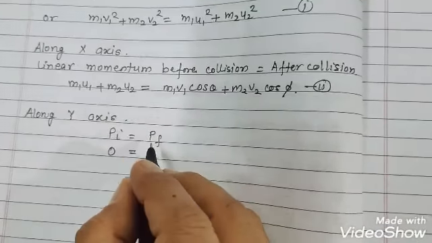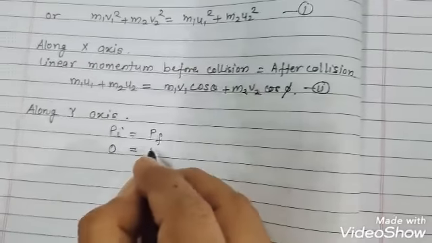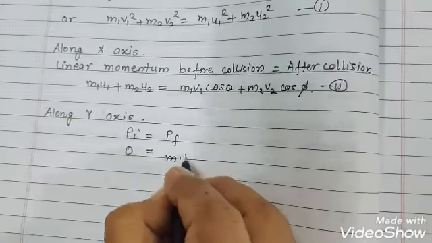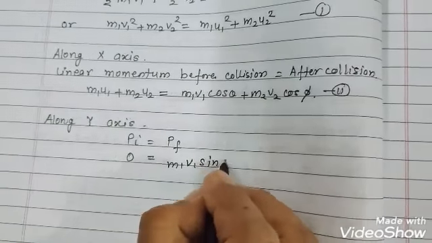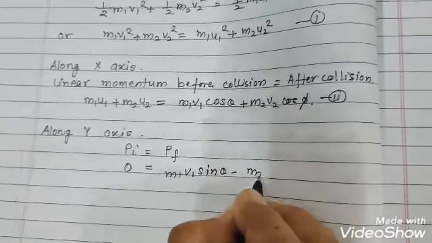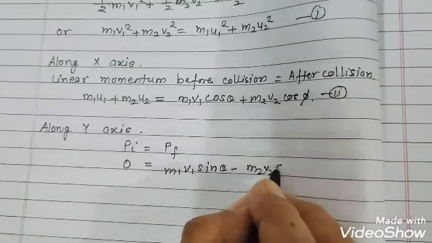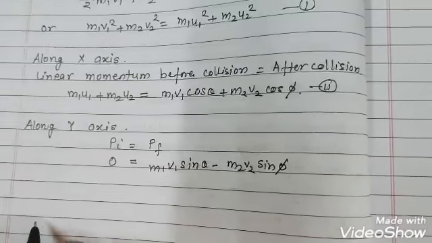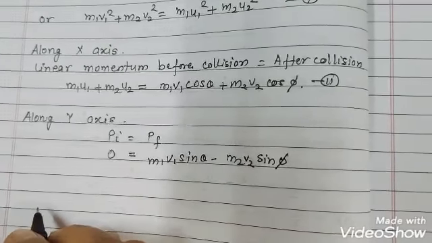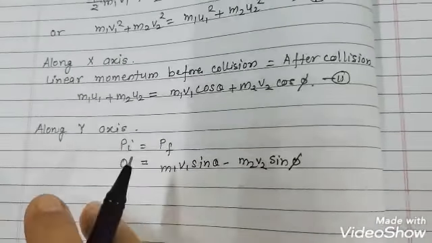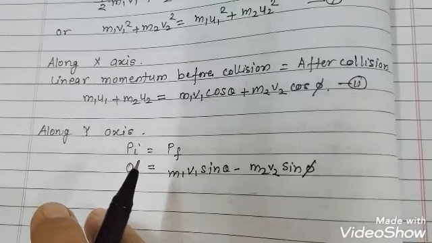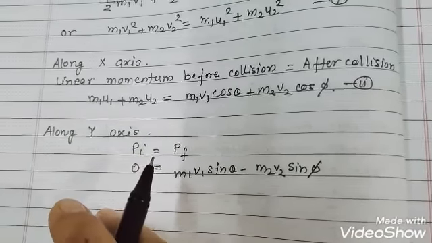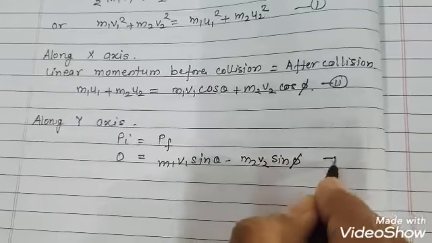So we can write here that pf, the final momentum along the y-axis, will be m1 v1 sin theta minus m2 v2 sin phi. Surely it will be a difference of these two, and whichever is greater in that direction, the resultant will be obtained. So this is equation number 3.